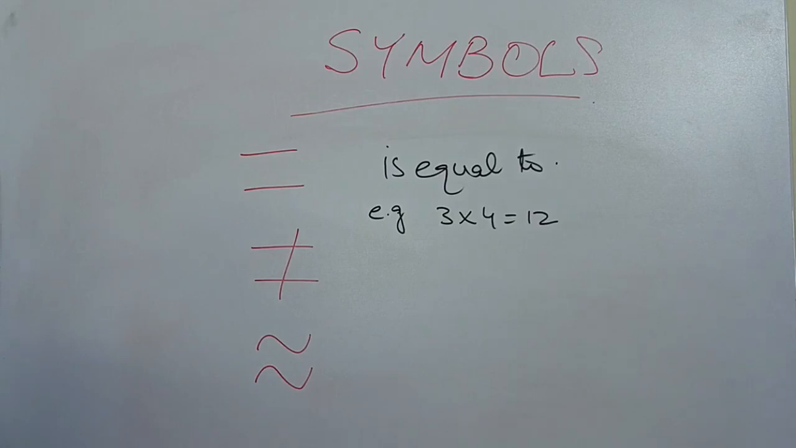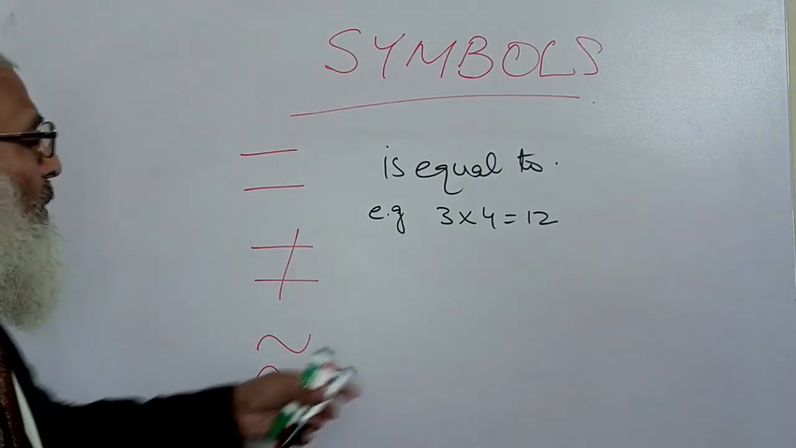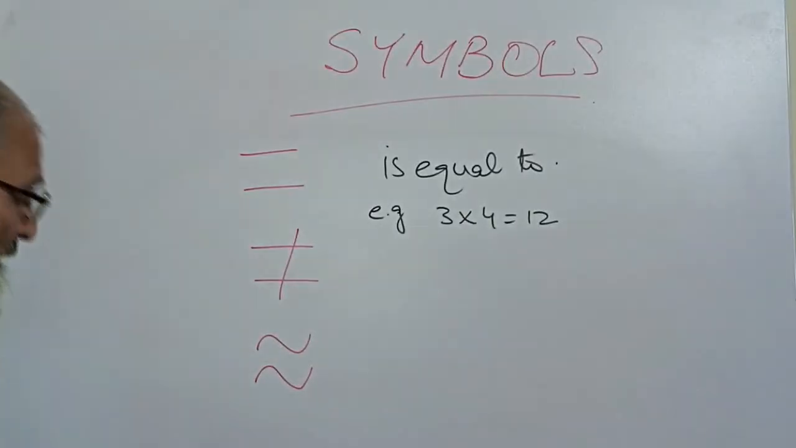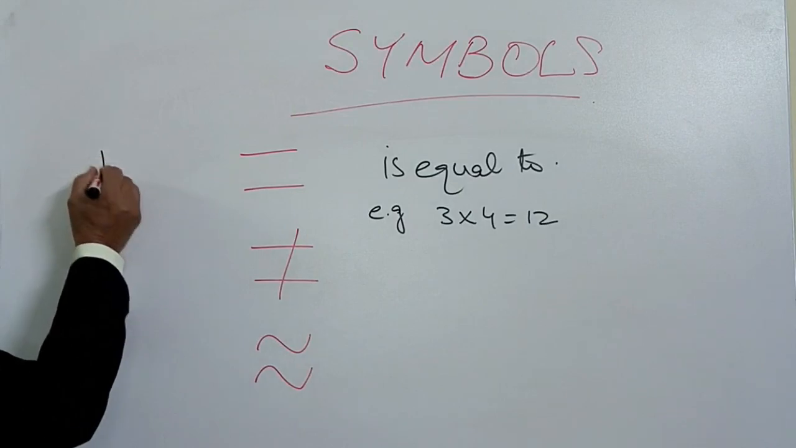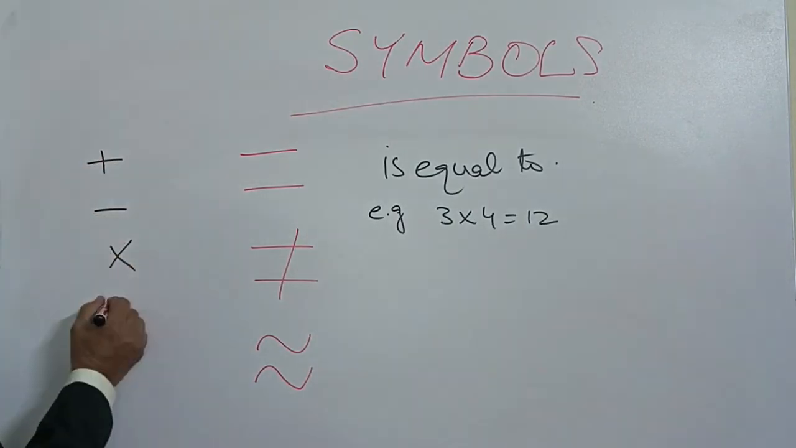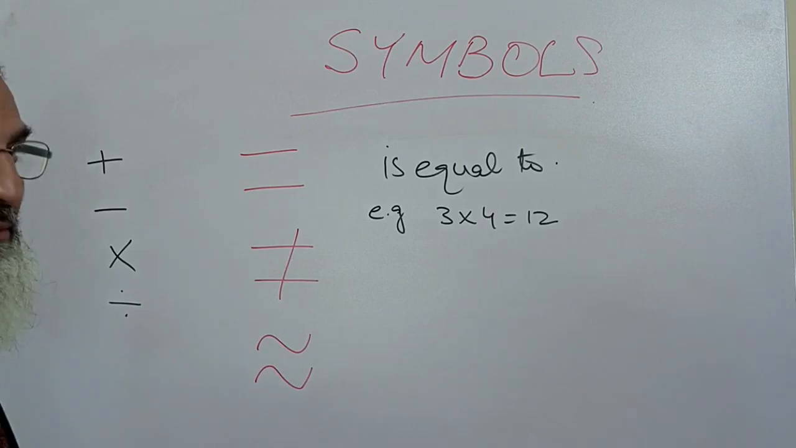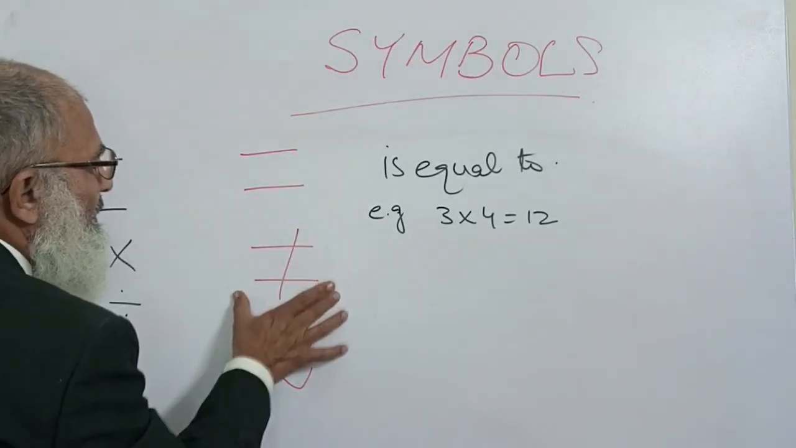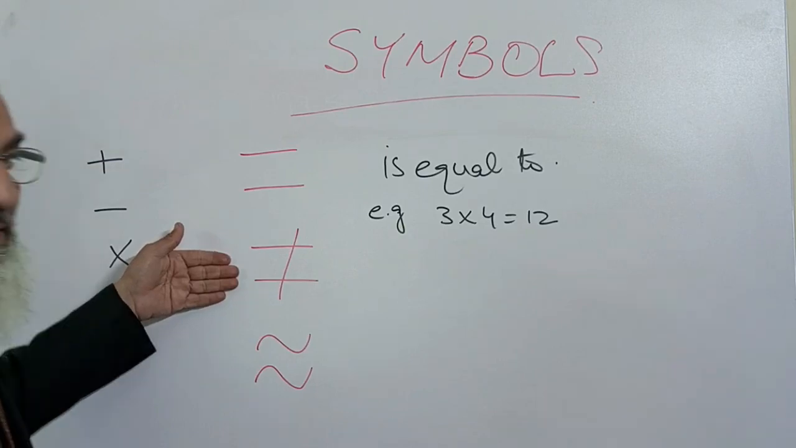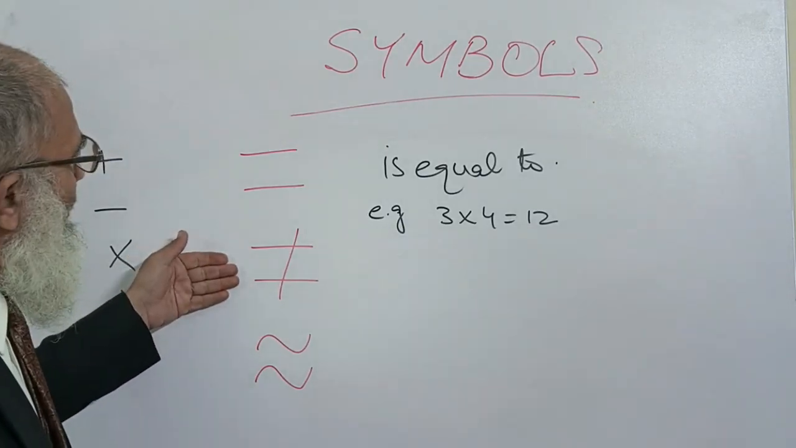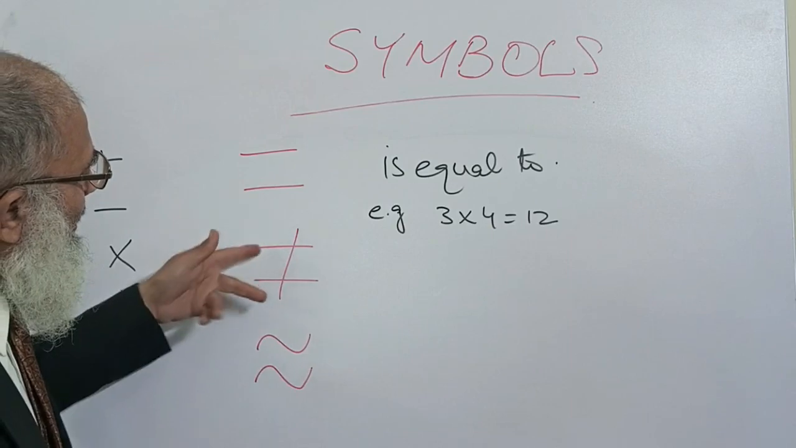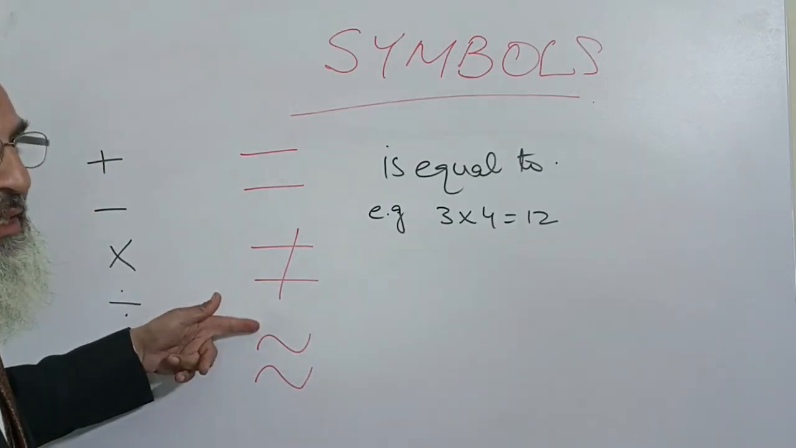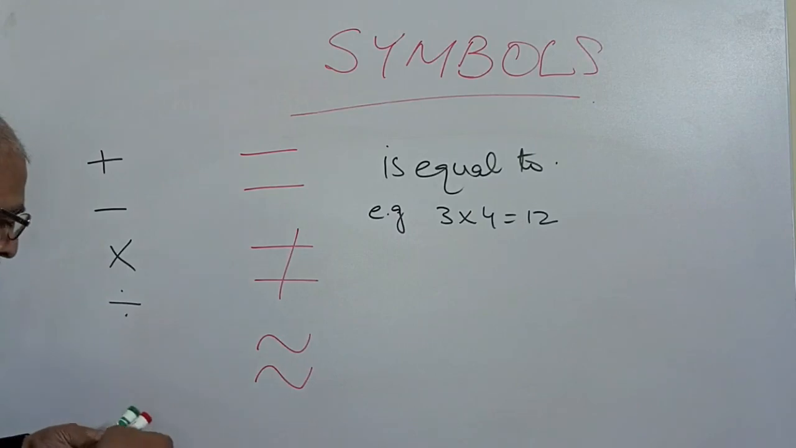There is another symbol, but that symbol is called an operational symbol or operand symbol. There are four of these symbols: plus, minus, multiplication, and division. I'll discuss these also. Now, the next symbol written here is not equal to, because the equal sign is cut by another line, a transversal line, and it is not equal to.